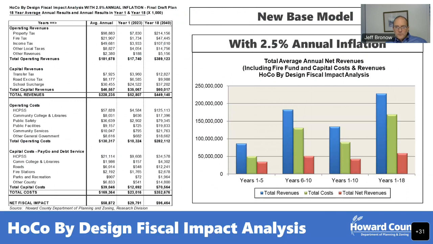And this is the result, including the average annual and the year one with the changes and inflation included. In year 18, it goes to almost $100 million moving forward. So that's the four scenarios we looked at.